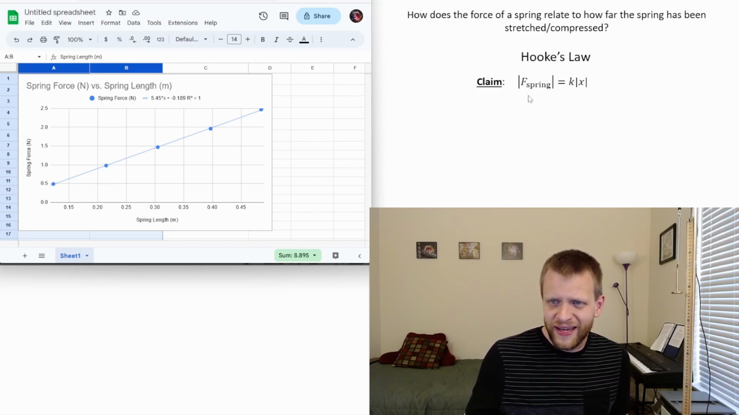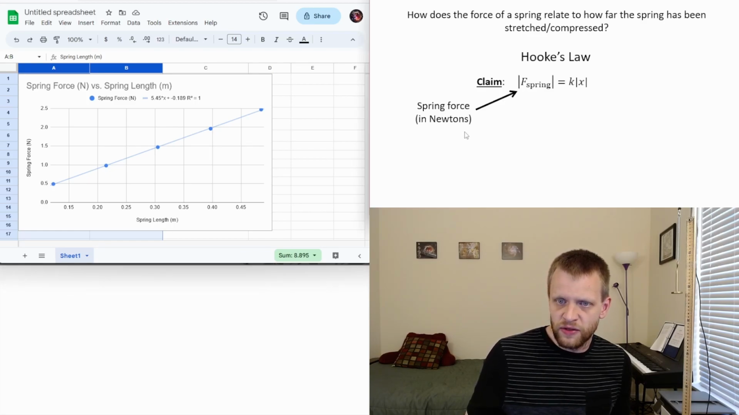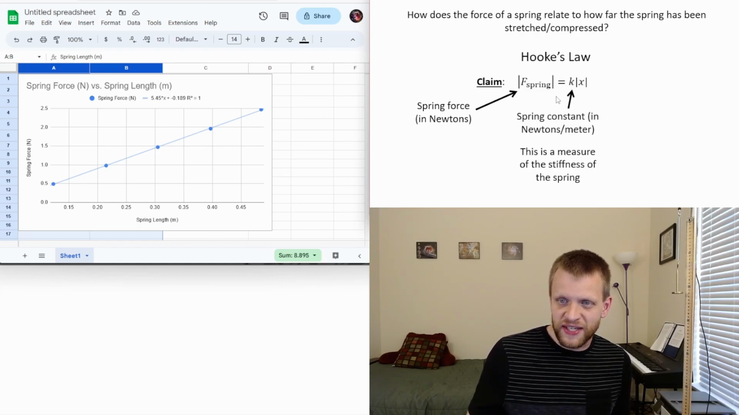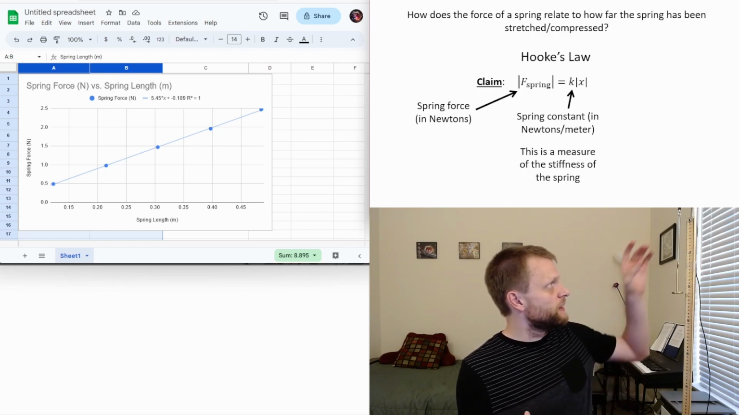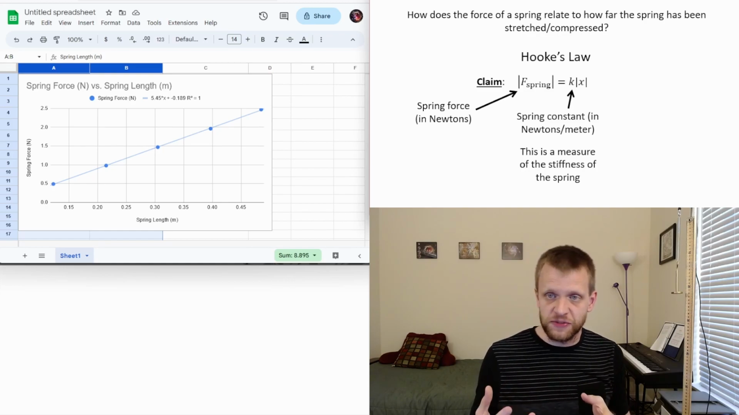So let's look again at Hooke's law. The claim is that the force of the spring in newtons is equal to this K value that we call the spring constant. This is measured in newtons per meter. And this is basically a measure of how stiff the spring is.